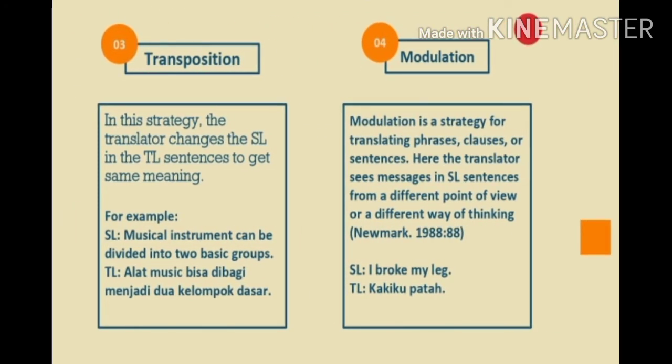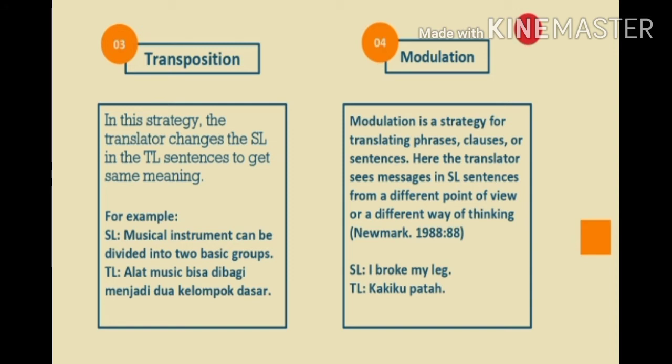The third is transposition. In this strategy, the translator changes the source language structure in the target language sentence to get some meaning. For example, source language: musical instrument can be divided into two basic groups. Target language: alat musik bisa dibagi menjadi dua kelompok dasar.